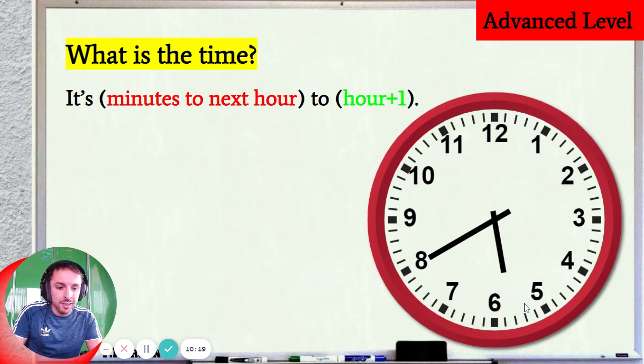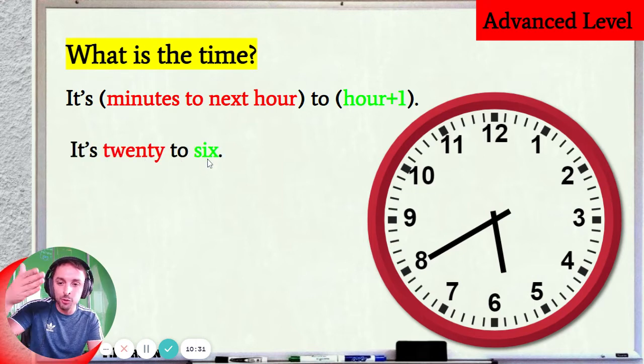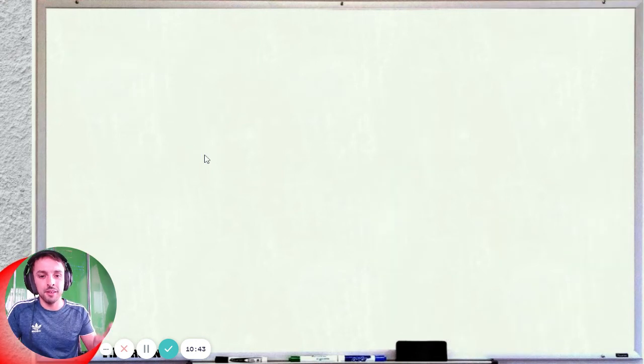It's 20. And what's the hour plus 1? The hour is 5, but we're going to the next one. We're going to 6. So it is 20 to 6. Okay, there are 20 minutes to go until the next hour, and the next hour is 6. So you say it's 20 to 6.